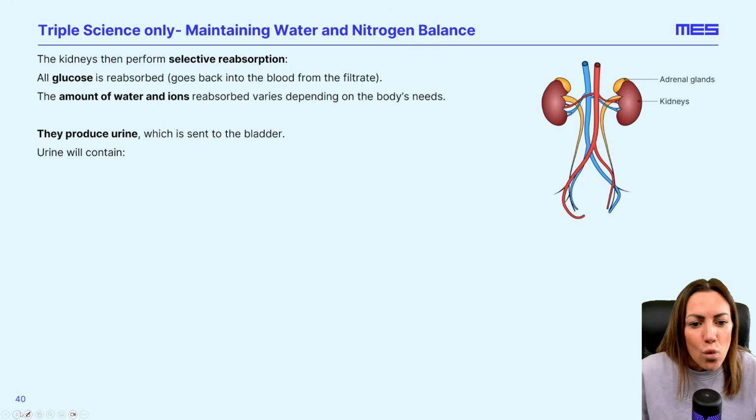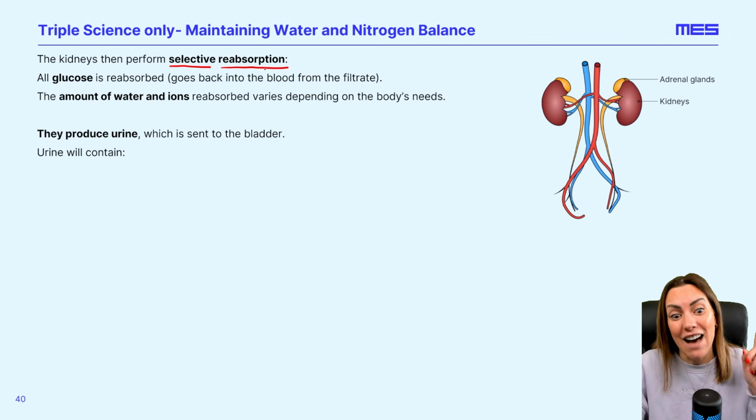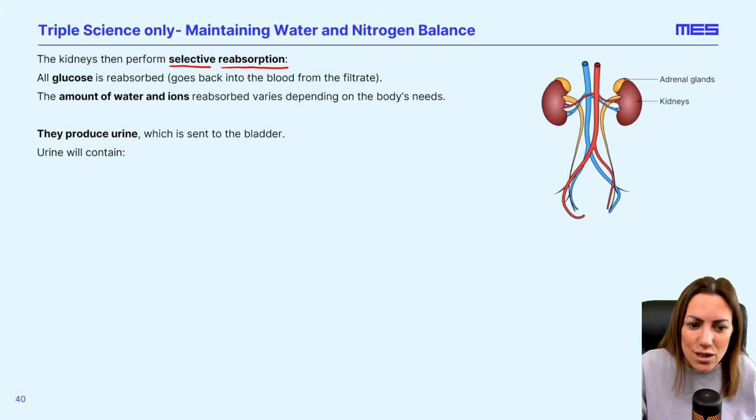Now, we don't want to lose all of these things. We don't want to lose all of the glucose in our urine. We don't want to lose all of our mineral ions in our urine, and we don't want to lose all of our water in our urine. So the kidneys then perform what we call selective reabsorption. So certain things that have been filtered get reabsorbed back into our blood. So all of our glucose should be reabsorbed. It should all go back into the blood.